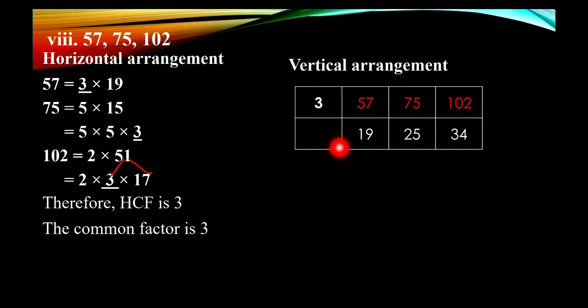So further it cannot be divided because 19 is a prime number. It will be divisible only by its own table, 19, but 25 doesn't come in the 19 table, and 34 also. So we will stop here itself. So our answer is what? HCF is 3.